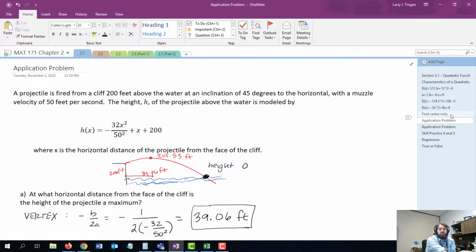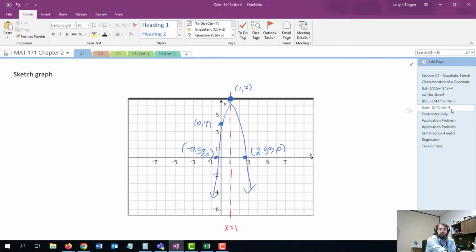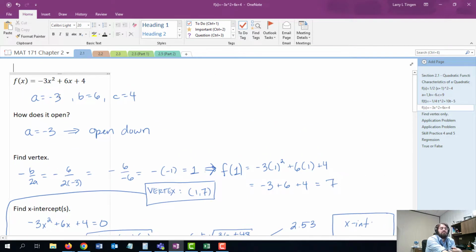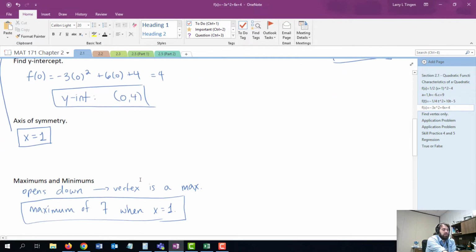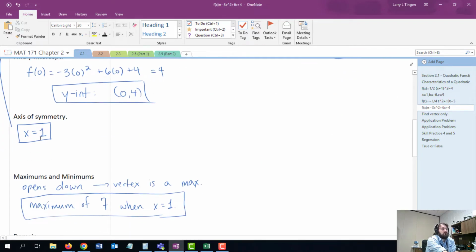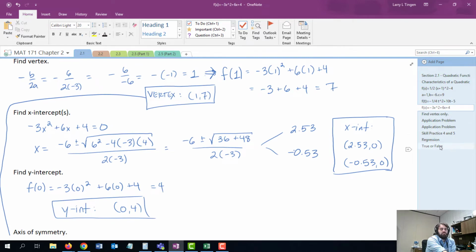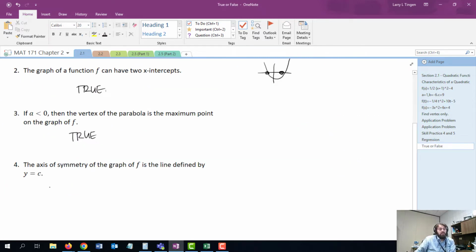Okay, let's go back to an earlier problem. All right, so if that last statement is true, then if f of x is negative 3x squared plus 6x plus 4, then that means the axis of symmetry would be y equals 4. Is the axis of symmetry y equals 4? No. It's x equals 1. Right? So that is false. Axis of symmetry doesn't even have y in it. It actually has x in it because it's a vertical line every time. All right, that's section 2.1 done.